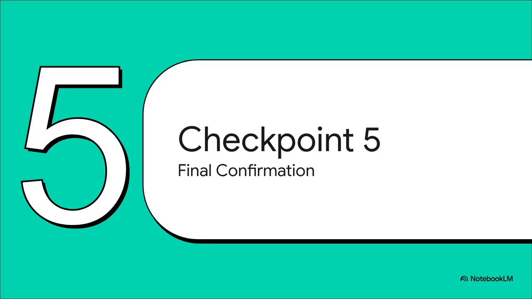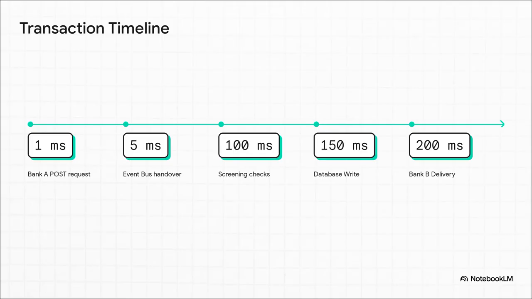Which brings us to checkpoint 5, the final confirmation, the end of the journey. Now, what's really interesting about this slide is looking at the entire chronological sequence mapped out. We started with Bank A's POST request at 0. By 5 milliseconds, we had the event bus handover. The intense screening checks, done by 100 milliseconds. But look right there at the 150 millisecond mark, the database write.